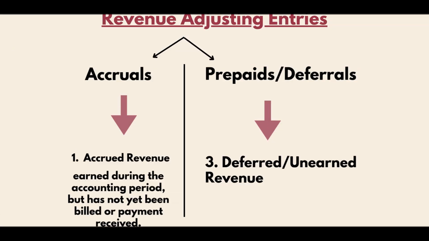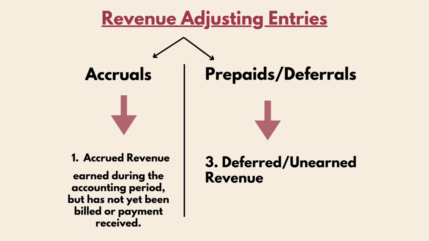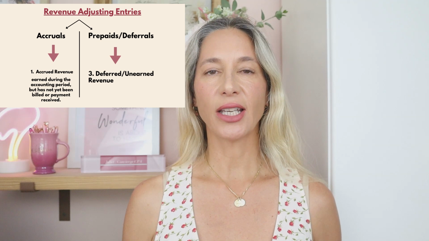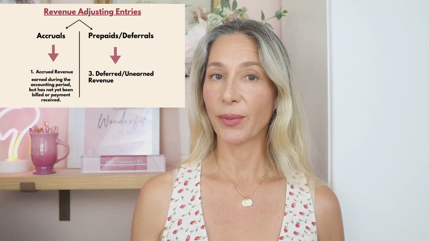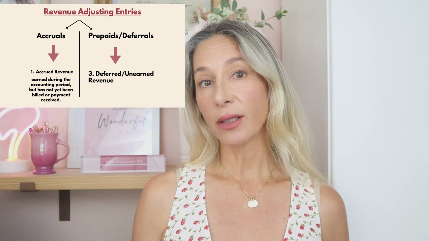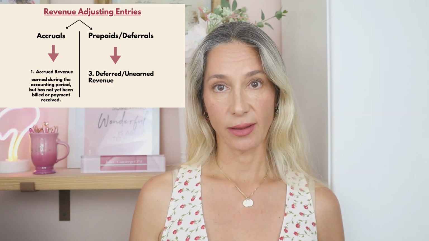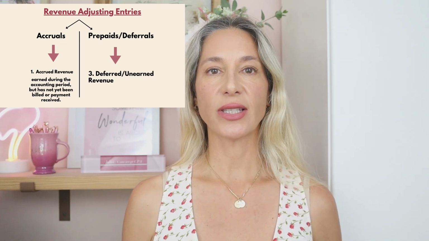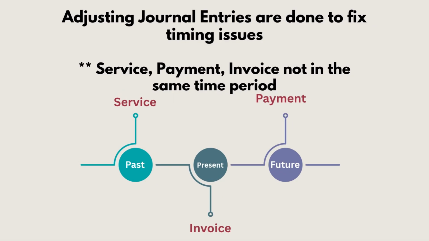Now we will shift our focus to the revenue side. There are two key revenue-related adjusting entries: accrued revenues and deferred or unearned revenues. Let's begin with accrued revenues. Accrued revenues represent income that has been earned during the accounting period, but has not yet been billed or payment received. This typically happens when services are performed or goods are delivered near the end of a period, but the invoice is issued later. Since the work is complete, the revenue must be recognized, even if the client hasn't been invoiced or you haven't received payment yet.